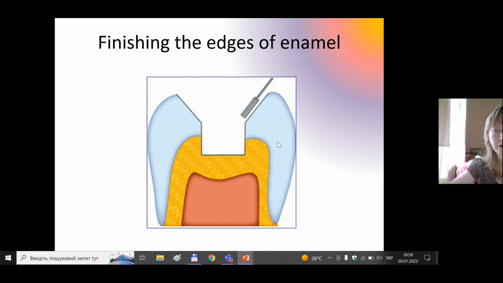So here we have finishing of the edges of enamel. After opening, disclosure, necroectomy, and formation of the caries cavity were done, the final step is finishing the edges of enamel with a small cylinder burr or fissure burr. This is done at an angle of 45 degrees.